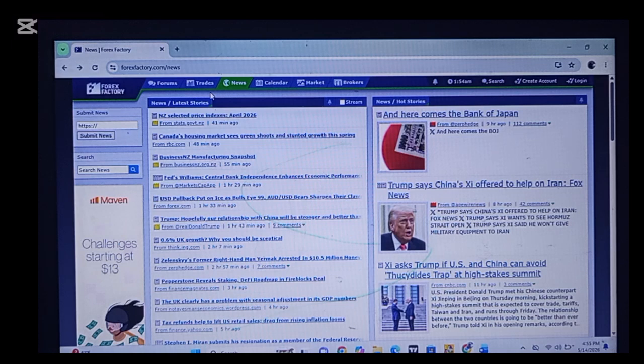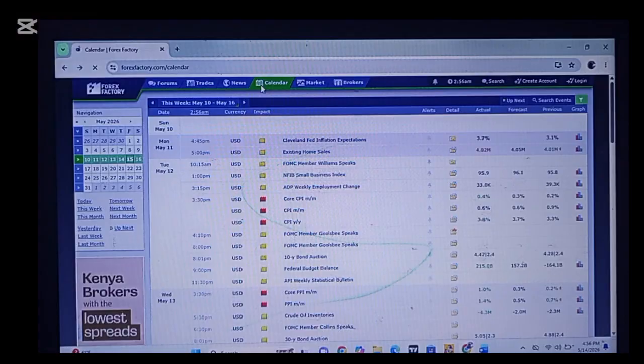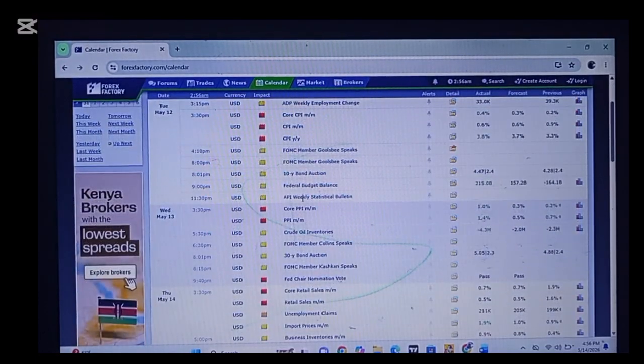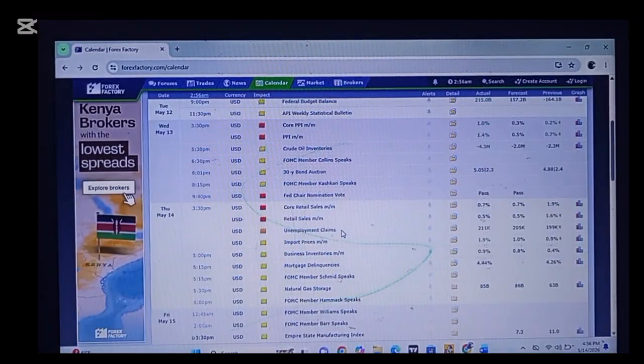So this week has been a very fruitful week. We have been having the following events in the news calendar. The first one, Friday last week we had NFP. This week, you can see for yourself on your screen, we had core CPI month to month. We had CPI month to month and CPI year to year. And we had core PPI month to month. We had PPI month to month. And we had retail sales and core retail sales.